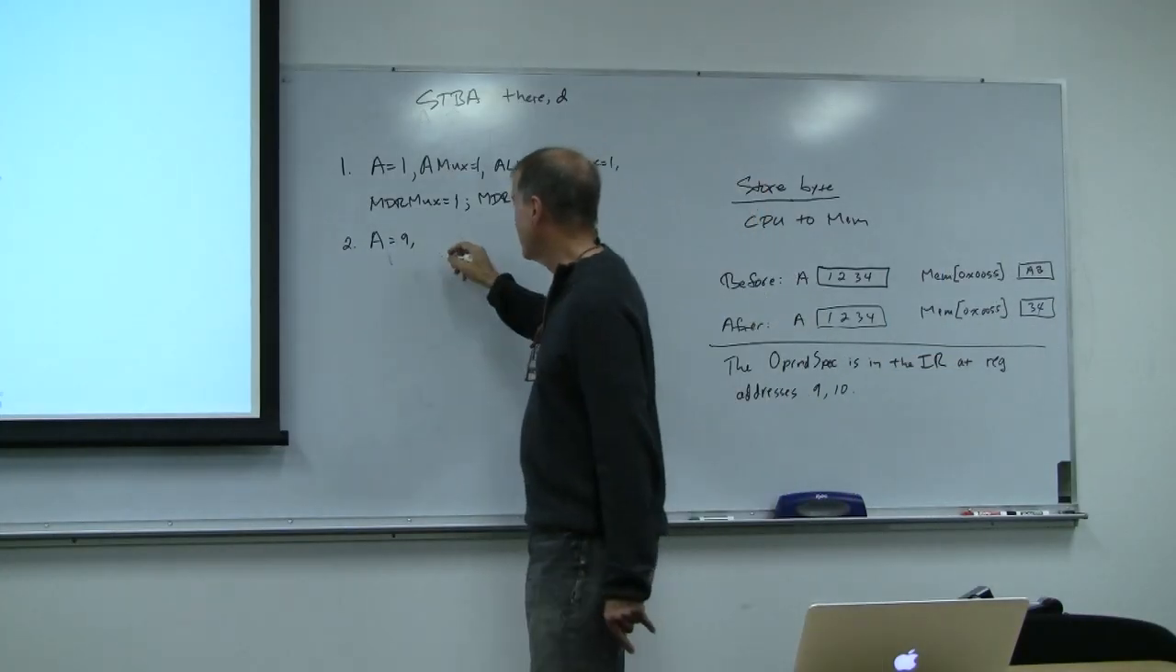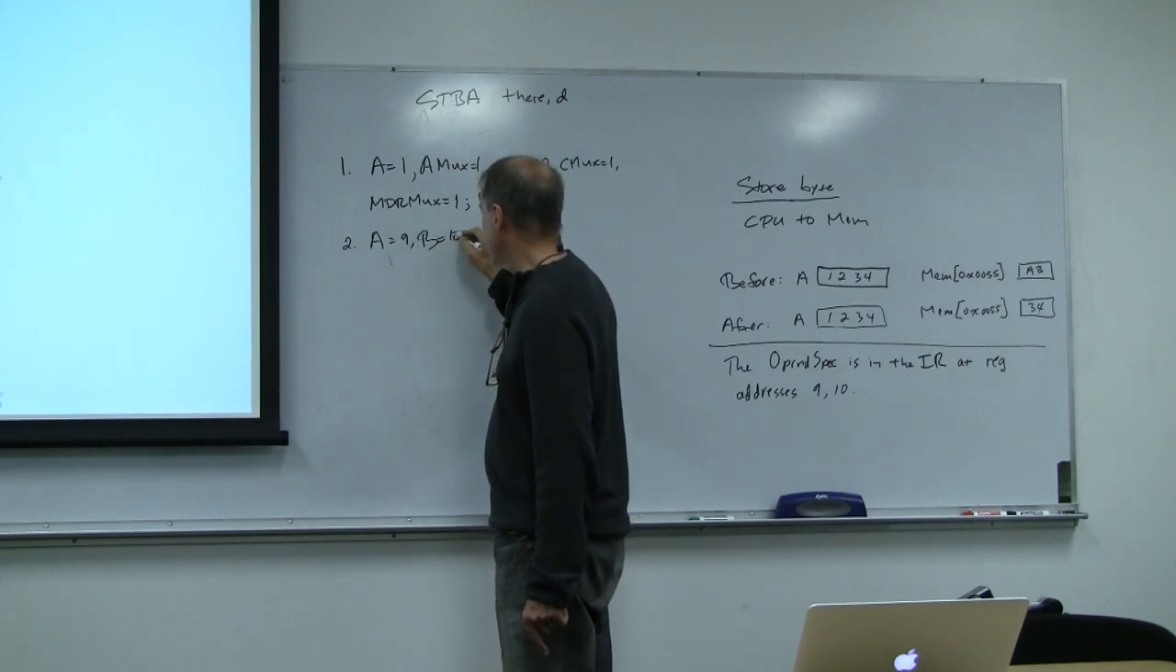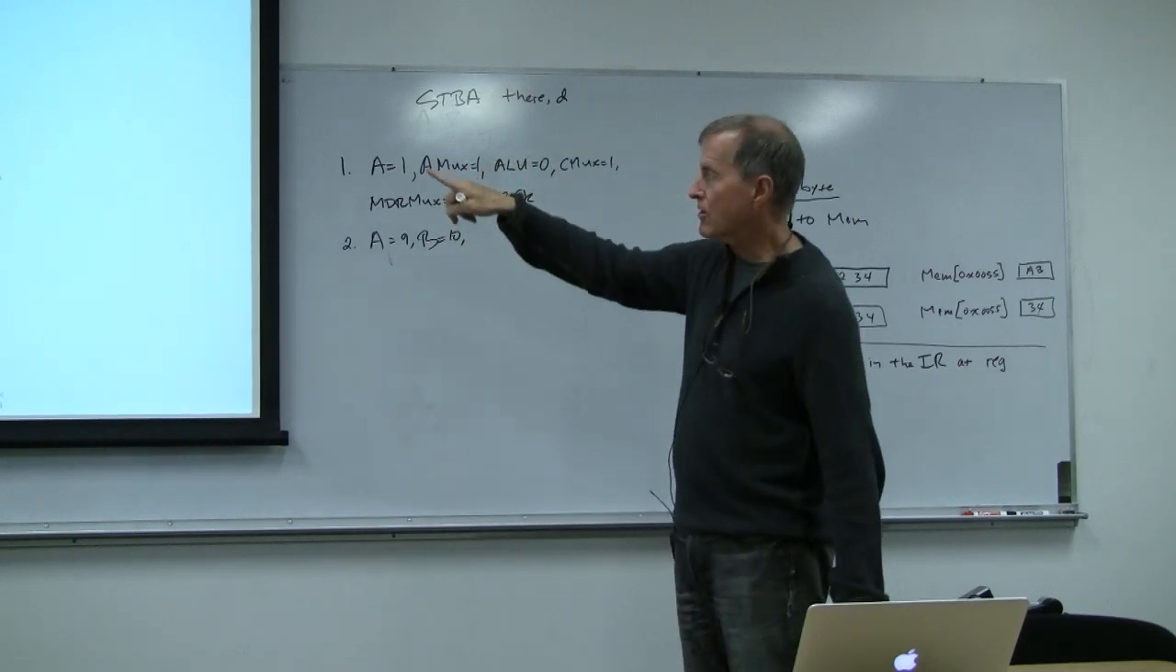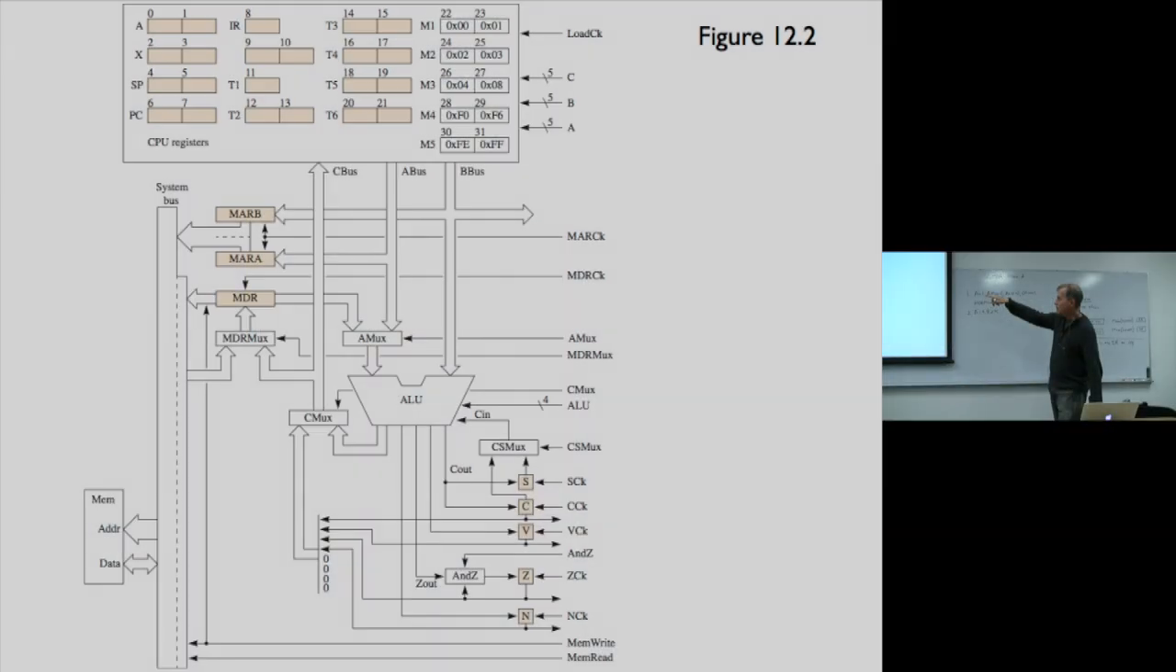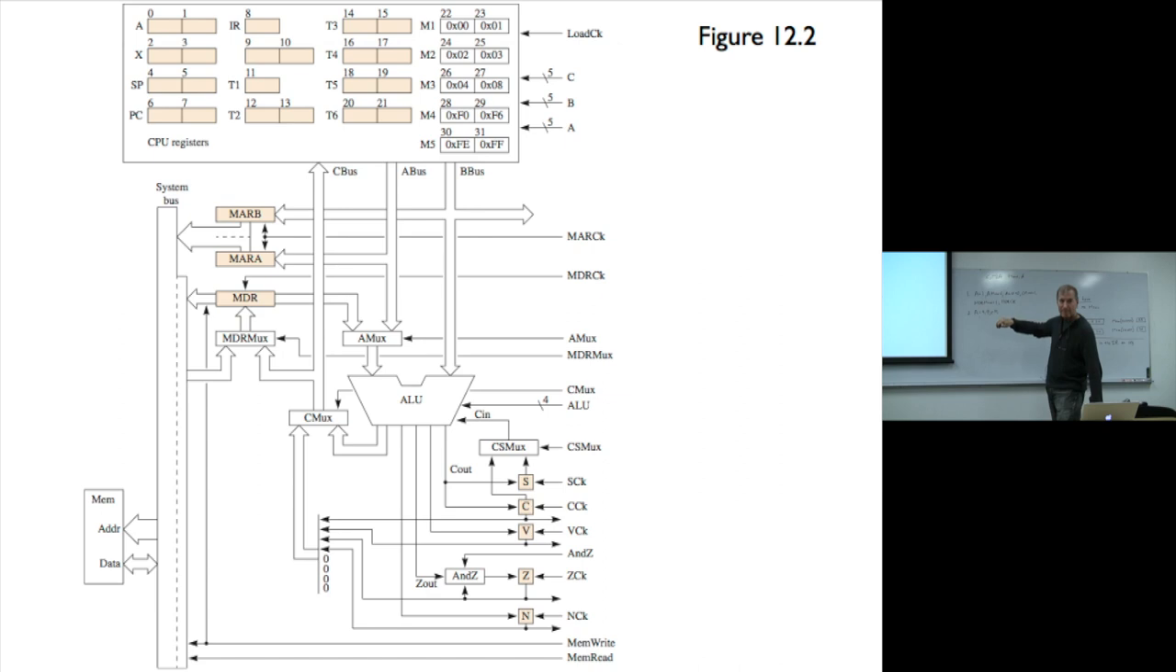B equals 10. Now, what's that going to do? Now, look at figure 12.2. A equals 9 is going to put the high order byte of the operand specifier on the A bus, and B equals 10 is going to put the low order byte on the B bus. Now, where do we want to put those? Where do we want to send them? To the what?